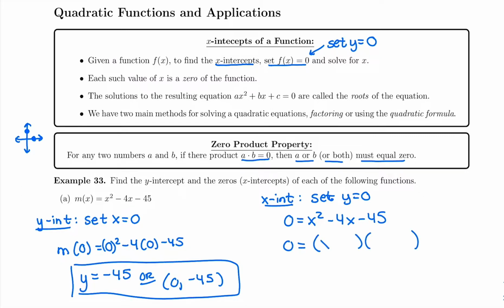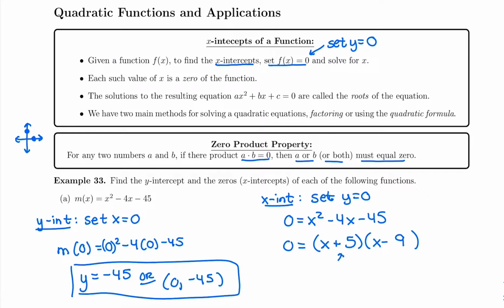So when I factor this, I must have a positive times a negative in order to multiply to be a negative 45, and I want to choose numbers that add up to be a negative 4. So that tells me the bigger factor is going to be the negative one. So factors of 45 that differ by 4. So I'm going to have a negative 9 plus 5 will give you that negative 4 as my middle term.